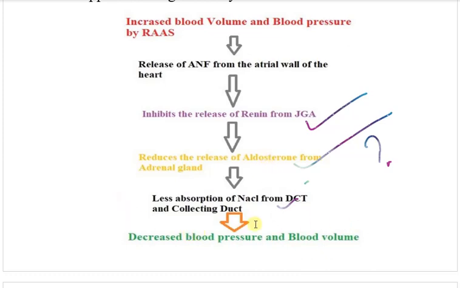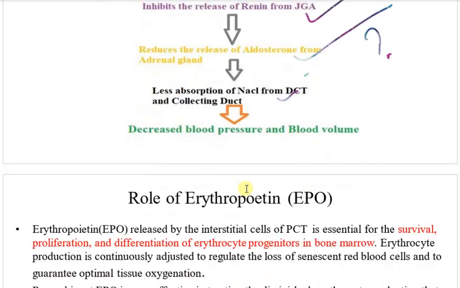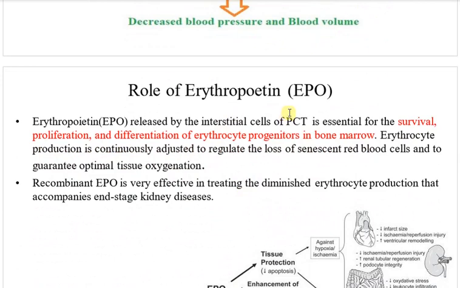So as a result, decreased blood pressure and blood volume. Okay. One more thing, role of erythropoietin. It is a very small but yet important thing in this chapter. Erythropoietin or EPO, released by the interstitial cells of the PCT, is essential for the survival, proliferation and differentiation of erythrocyte progenitors in the bone marrow.